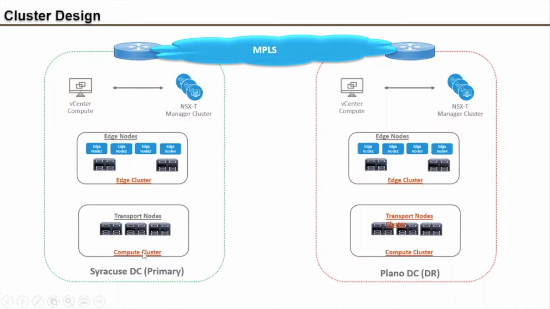I have 3 clusters basically. One, we have a management cluster, then we have edge clusters, and compute clusters. But I'm keeping the edge nodes in the management cluster itself, so it's a collapsed management and edge cluster at both the data centers. We have local vCenter and local NSX-T Manager, and these vCenters are configured in enhanced link mode, so we can manage everything from here.